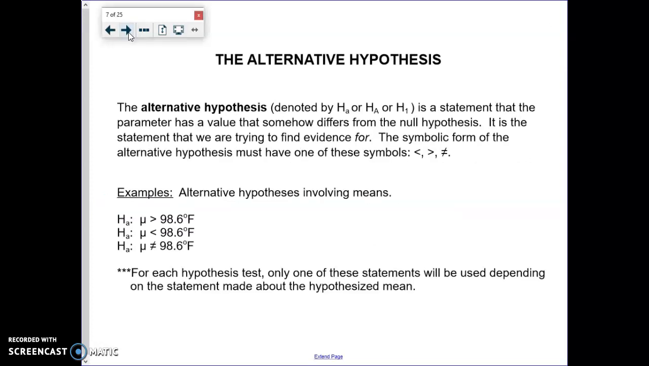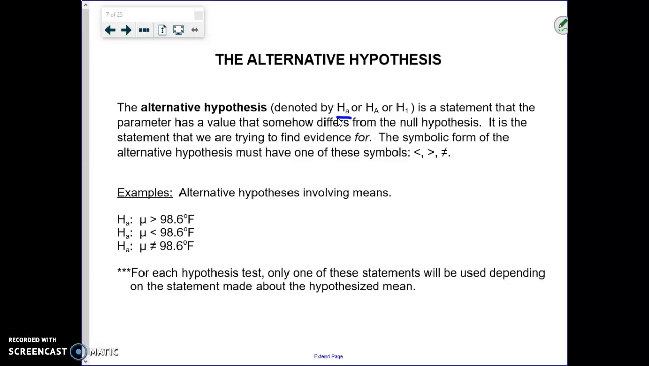Then there's the alternative hypothesis, denoted by H sub A or H sub 1. This is the notation we're going to use, H sub A for alternative. It is a statement that the parameter has a value that somewhat differs from the null hypothesis. It is a statement that we are trying to find evidence for. Okay? We're going to see if our statistical evidence is strong enough to say that the alternative is true. The symbolic form of the alternative hypothesis must have one of these symbols: less than, greater than, or not equal to. So I've listed here 3 ways to write the alternative hypothesis for population means.